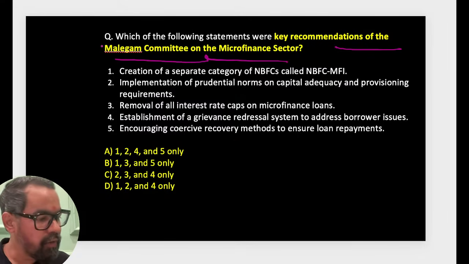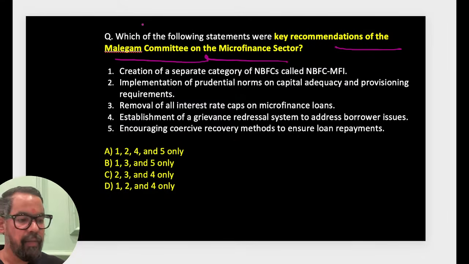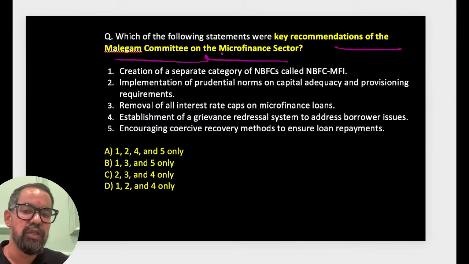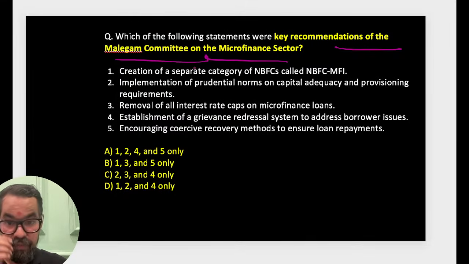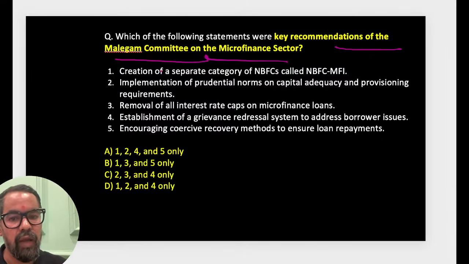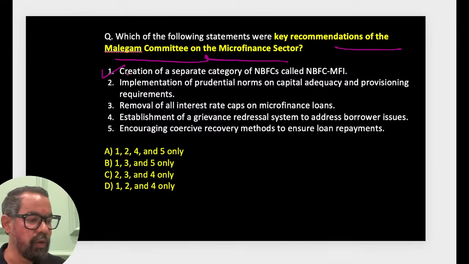चलो, so what is the answer for this one? A आपका. Maximum people are saying A should be the right answer for this one. So when it comes to, अच्छा एक बार देख लेते हैं आंसर आप लोगों का क्या है. So key recommendations of Milgam committee on microfinance sector. The first statement is creation of separate category for NBFC called NBFC MFI. That is true. A आप लोगों ने बोला है, that means you are in a race.